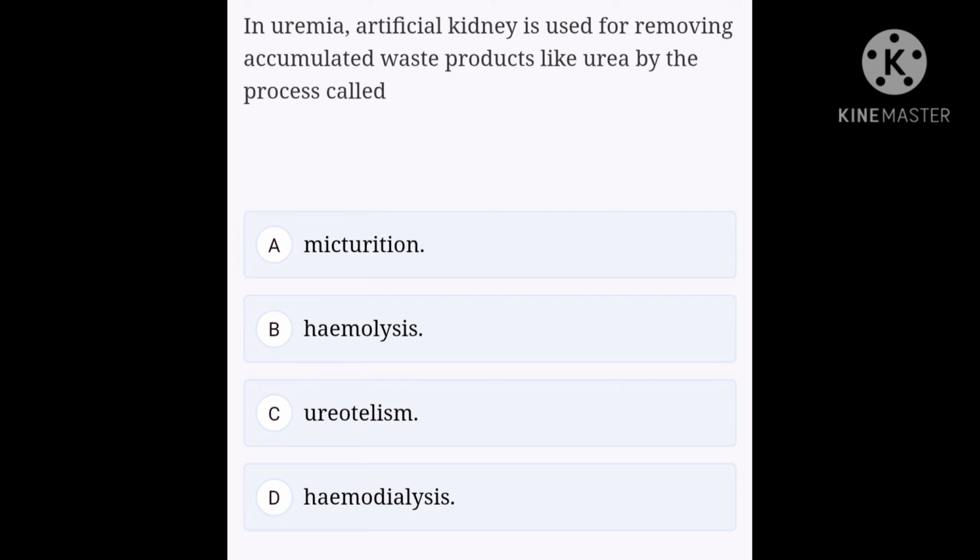Uremia is the presence of excess urea in the blood. It may occur due to chronic disease, kidney diseases, or kidney failure. Hence, in uremia, the artificial kidney is used for removing accumulated waste products like urea by the process called hemodialysis. So, the correct answer is option D, hemodialysis. Next one.